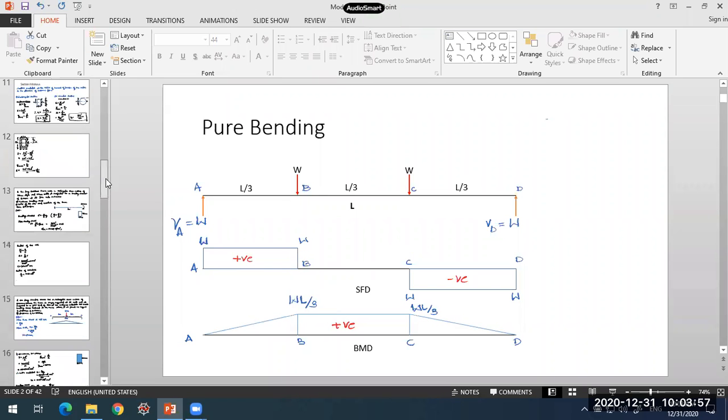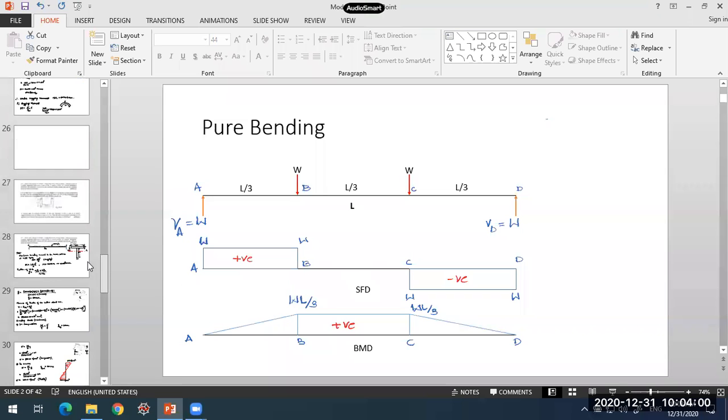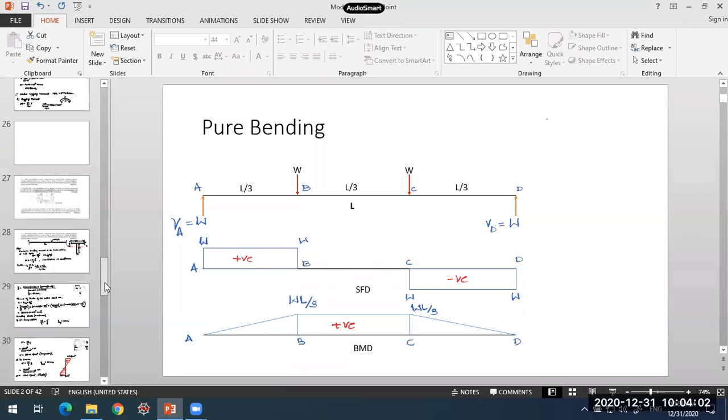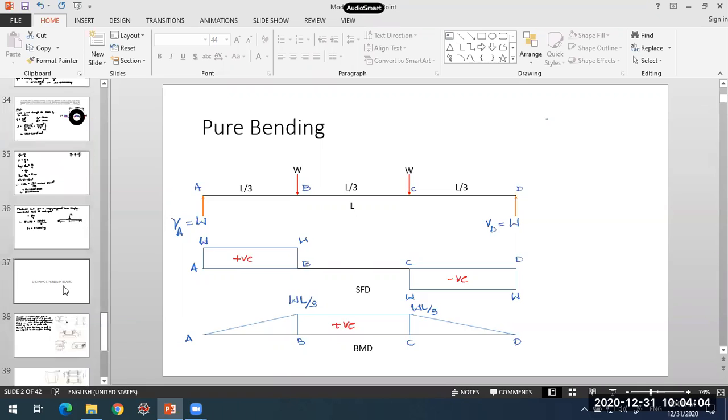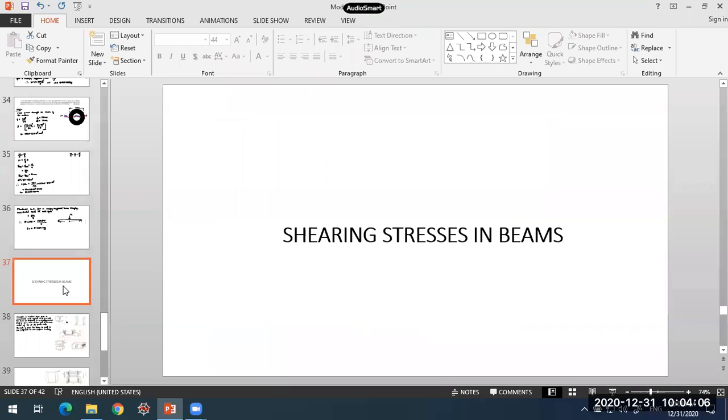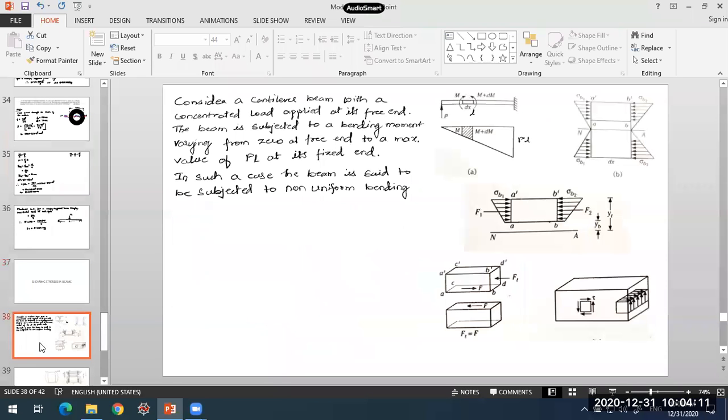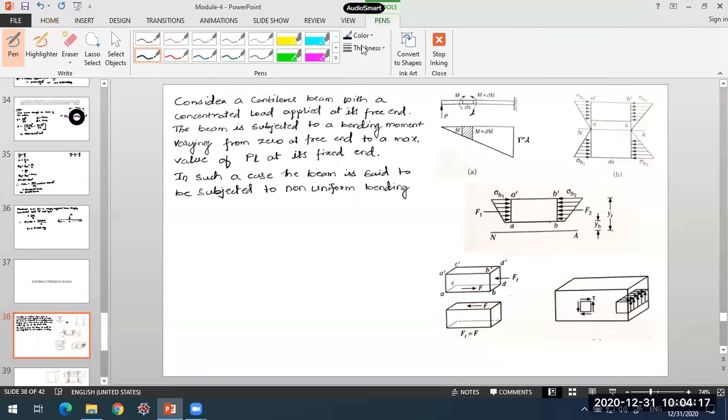Now, in case the beam is subjected to a varying or non-uniform bending moment, then you will also encounter shearing stresses in addition to bending stresses in the beams. So this is how non-uniform bending will occur. Now in this case, we will take a cantilever beam subjected to a concentrated load at the free end. This is the concentrated load applied at the free end of this cantilever beam of span L.